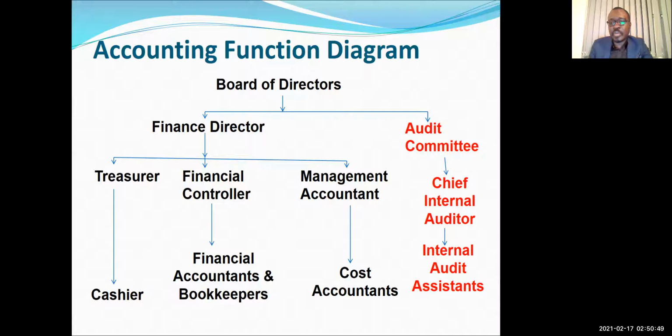Independently, we have the audit committee. They oversee the internal audit function so that they ensure that the activities of the internal audit function are independent, and they report directly to the board. And you've realized in the past, we said these audit committees are made up of NEDs and then executive directors.